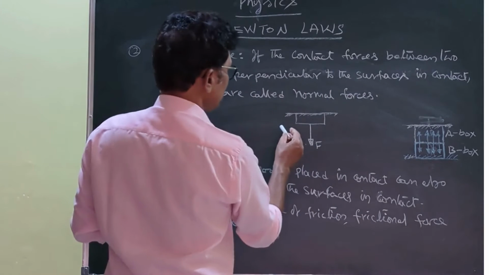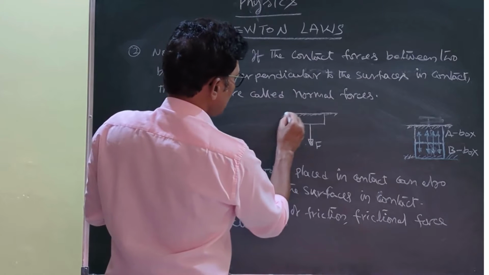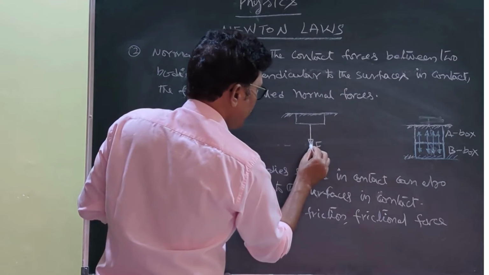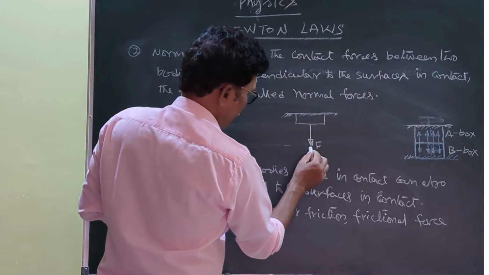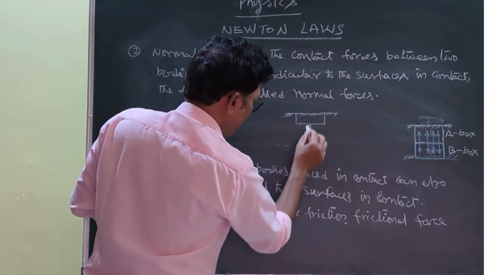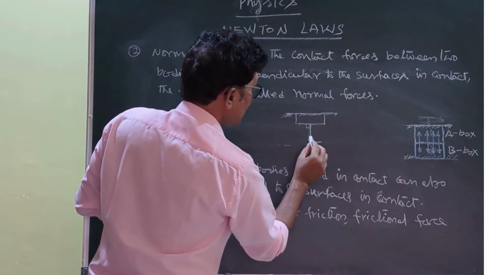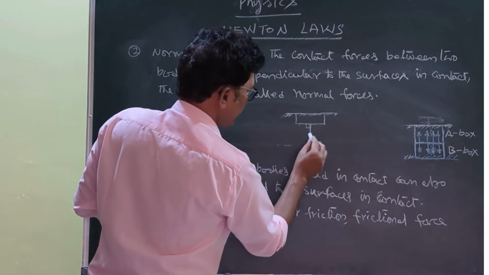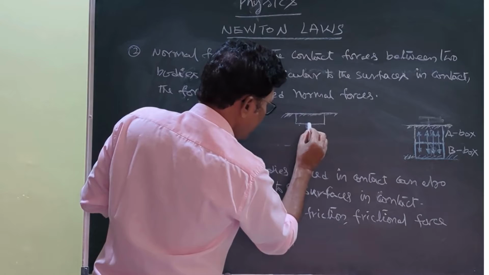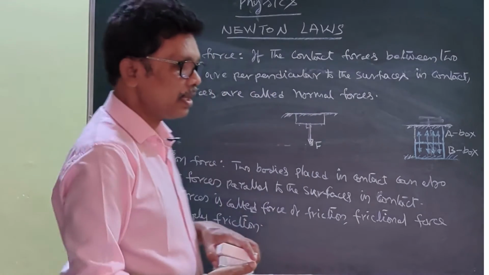This is one example. Another example: you see here this is the box, and this is the fixed surface. At the center of the box, if I apply a force perpendicular to this surface, at 90 degrees, in this direction, this is also a normal force. Why is it normal? This force is acting perpendicular to the surface at its center point. That's why it is also a normal force. These are all the examples.